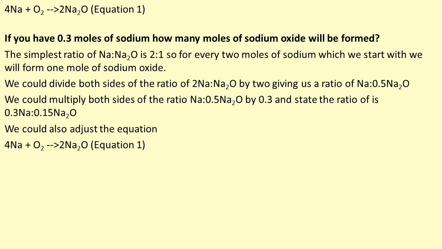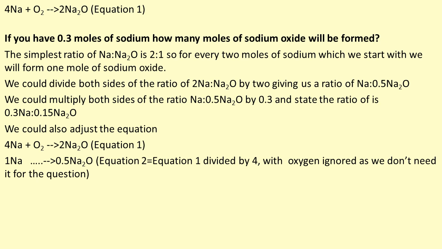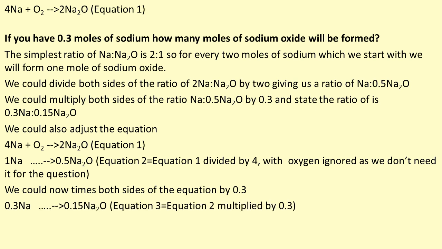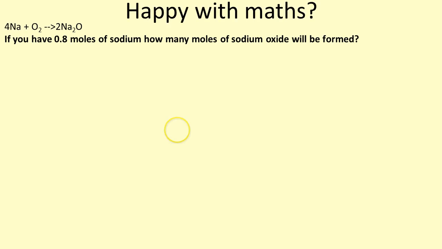We could also adjust our equation. So starting off with our initial equation, we could divide it by 4 to give us 1 mole of sodium gives us 0.5 moles of sodium oxide. I've ignored the oxygen as we don't need it for the question. We could then times both sides of the equation by 0.3, so 0.3 moles of sodium forms 0.15 moles of sodium oxide.